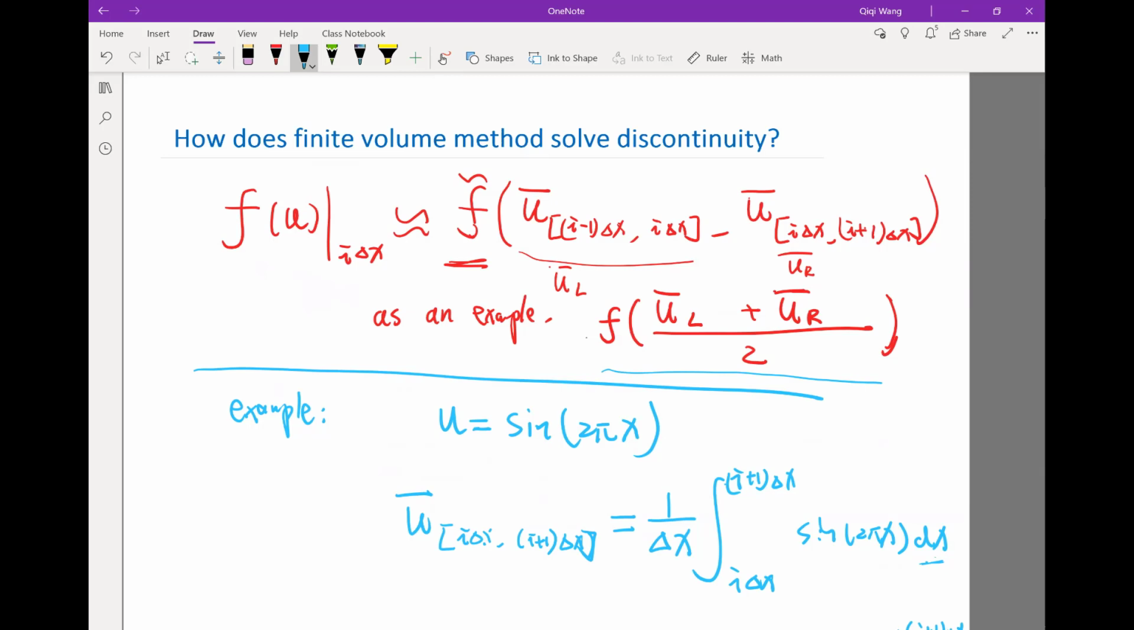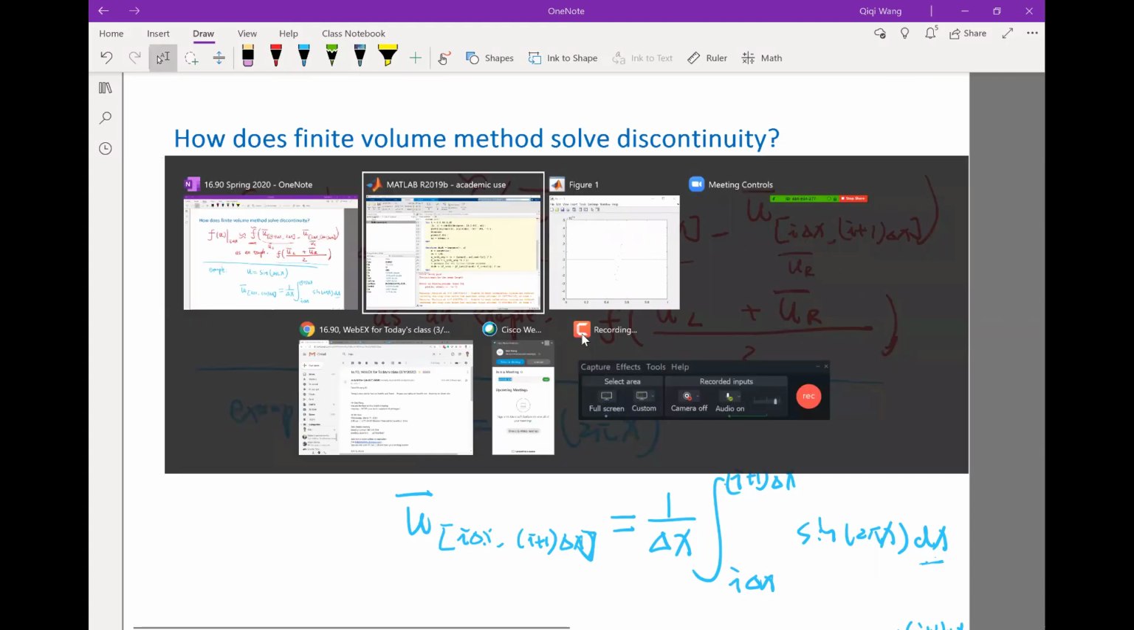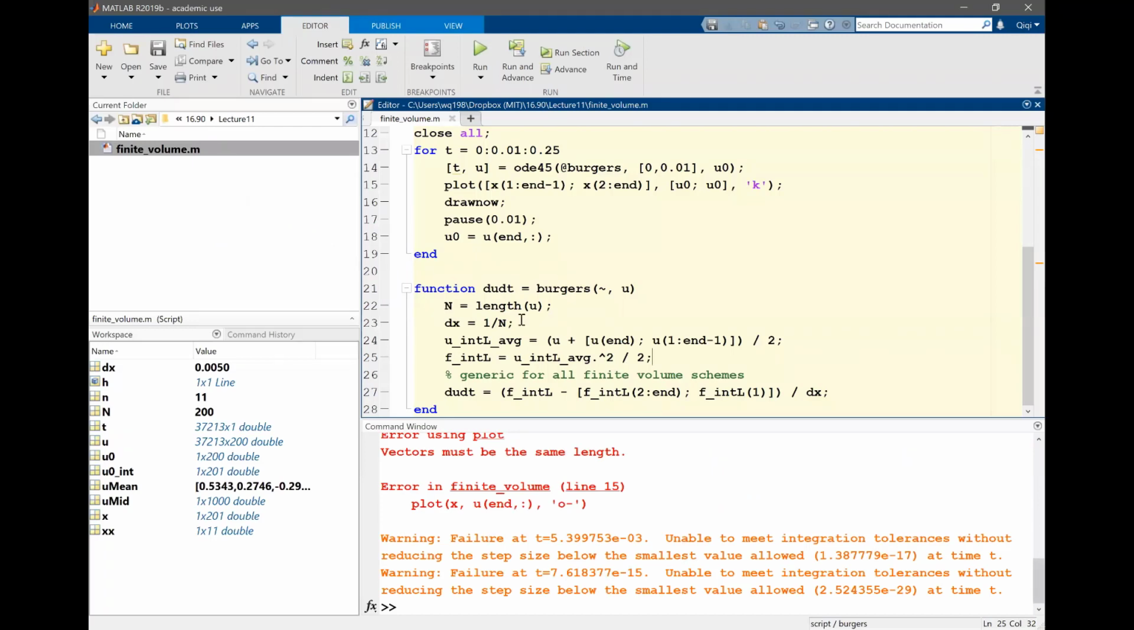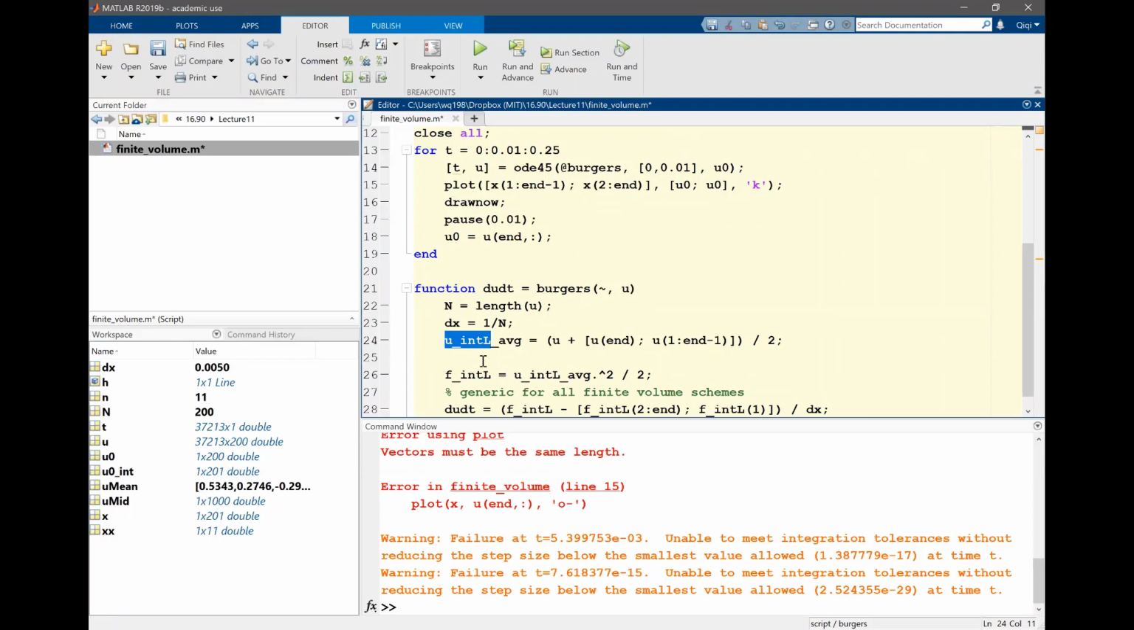Which means if my wave speed is positive, I want to use the average on the left. If my solution is negative, the wave speed is going towards the left, I want to look at the upwinding direction, which is on the right. So this is what we are going to be trying next. Let's still take the average and base the direction of information on the average.